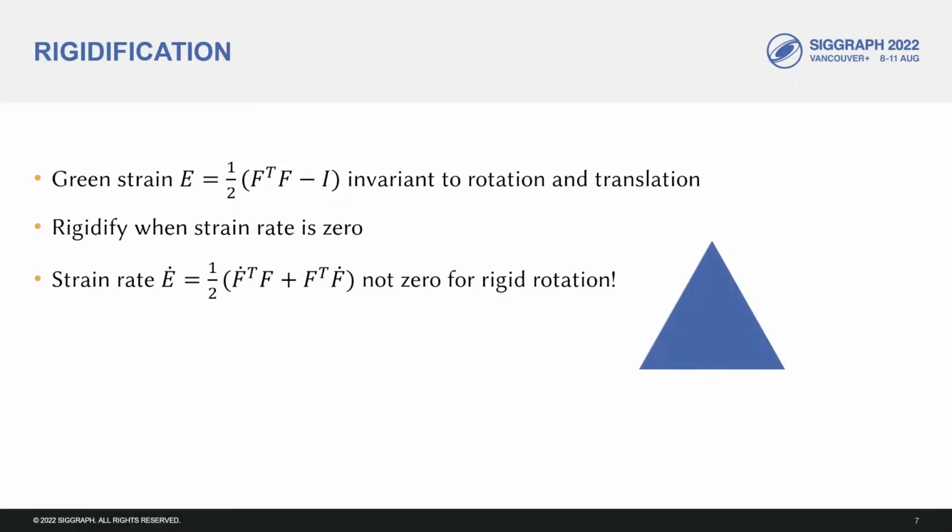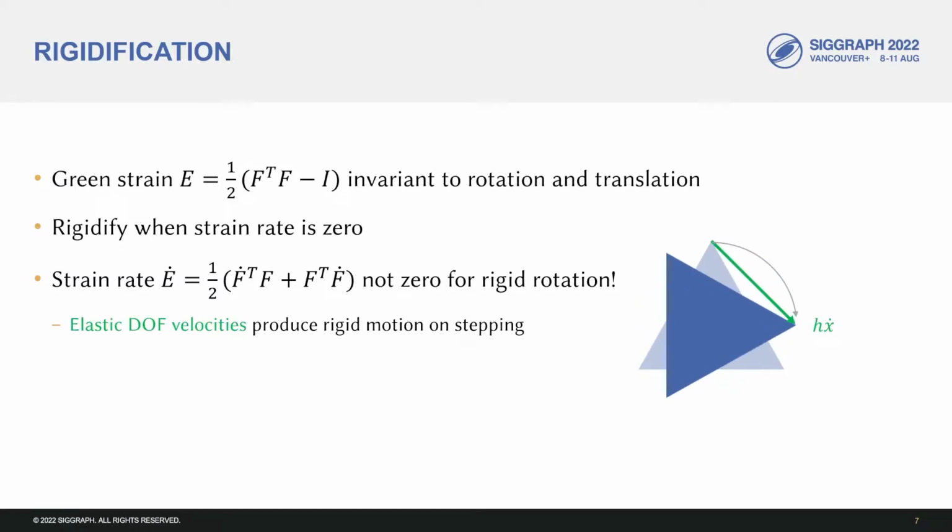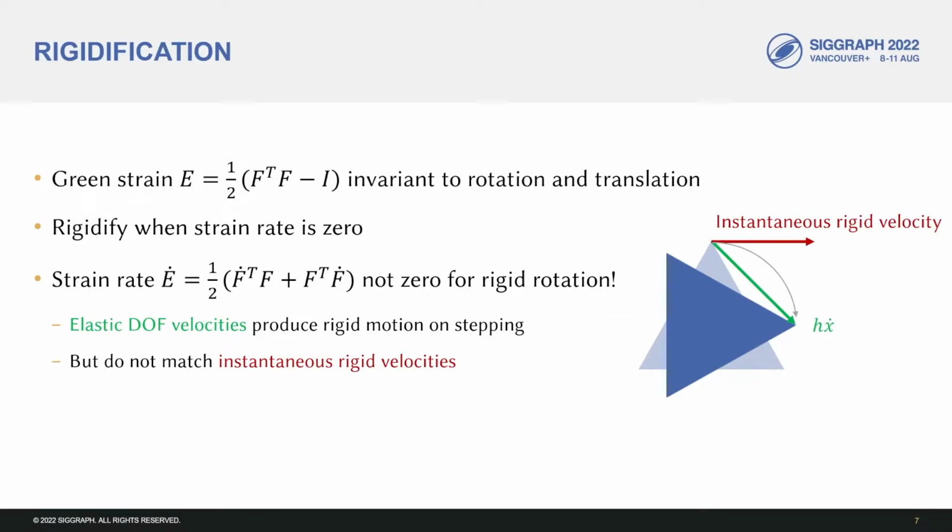However, a problem is that the strain rate for rotational motion is non-zero if we compute E dot with the vertex velocities. This happens because the velocities step the vertices along linear paths in a manner that shrinks and grows the material over the time step. That is, they don't match the instantaneous rigid velocities that would provide a zero strain rate computation. So instead, we avoid this problem by computing the strain rate using finite differences.